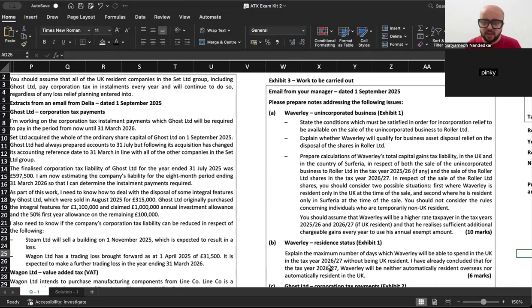Next part of the question is explain whether Waverley will qualify for BADR on the disposal of shares in Roller Limited. Whenever questions like these are asked, we did this in SBR also, we will do the same here. Make sure that you write down the provisions of the law. Mention what are the conditions that must be fulfilled, and once those conditions are fulfilled, first write that this is the condition of BADR, match it with facts of the case and then say whether it has been fulfilled or not.